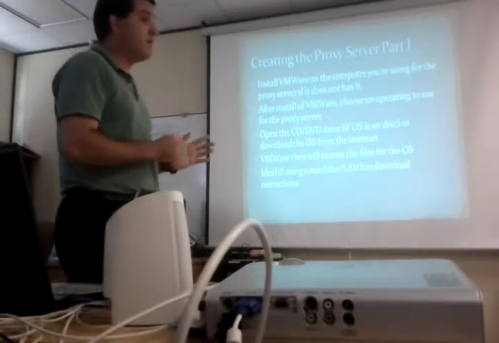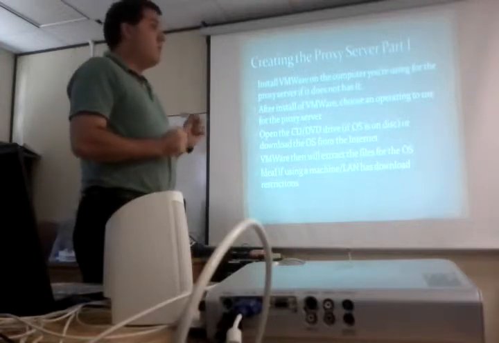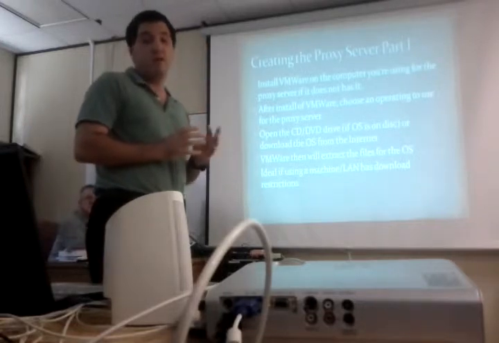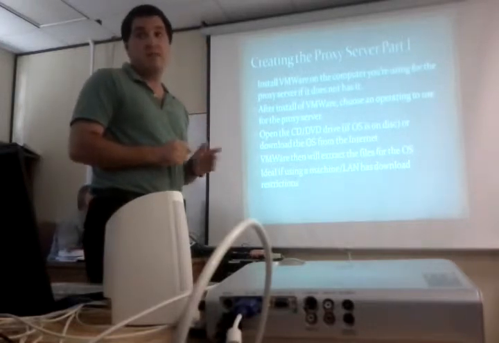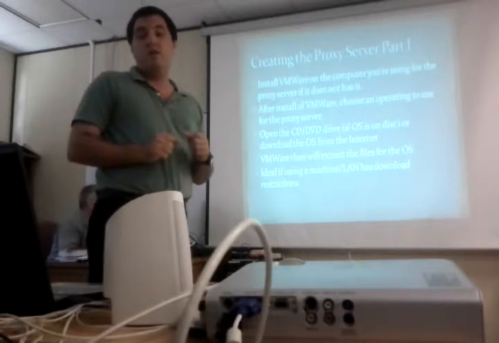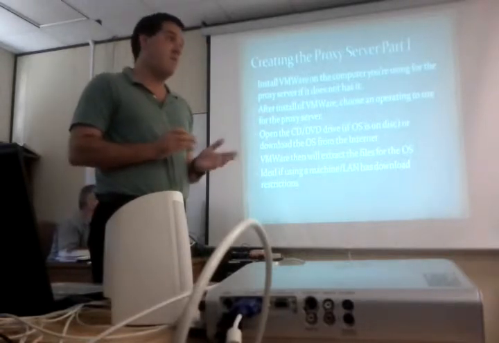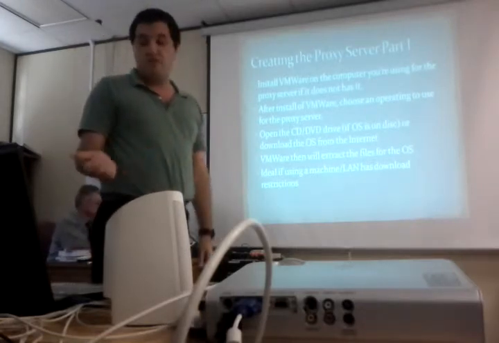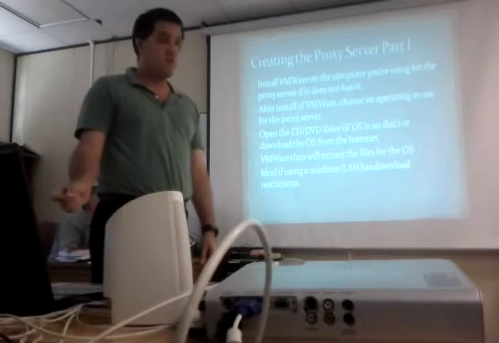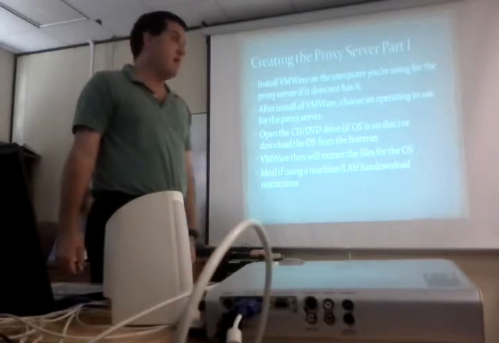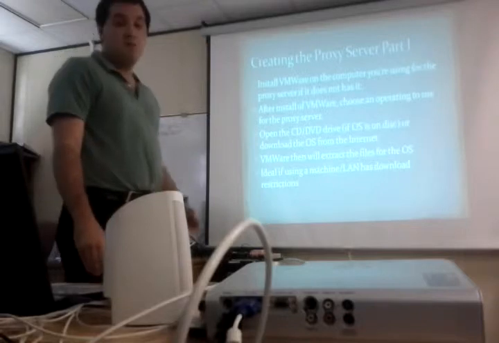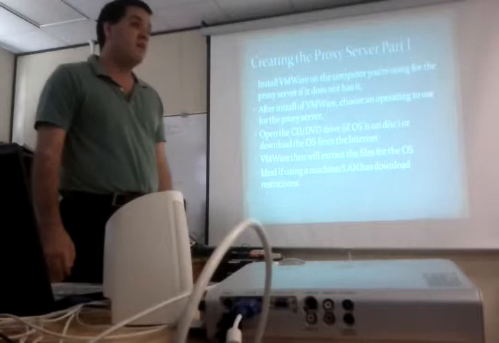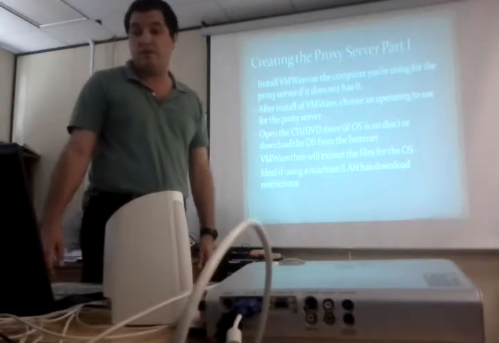If you don't have a computer with VMware, the first thing we do is install VMware on the computer. That way you're not messing up your operating system or anything like that. Once we install VMware, choose the operating system you wish to use for your proxy server. Then open your CD drive and pop the disk into the tray, or you can also download it off the internet. Then VMware will extract the files and install the operating system. This is ideal if you're using a machine like this in this lab with restrictions.